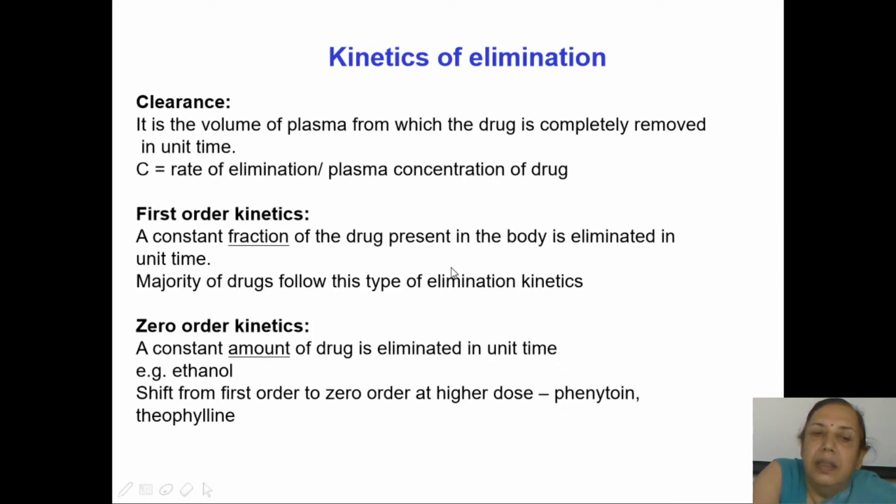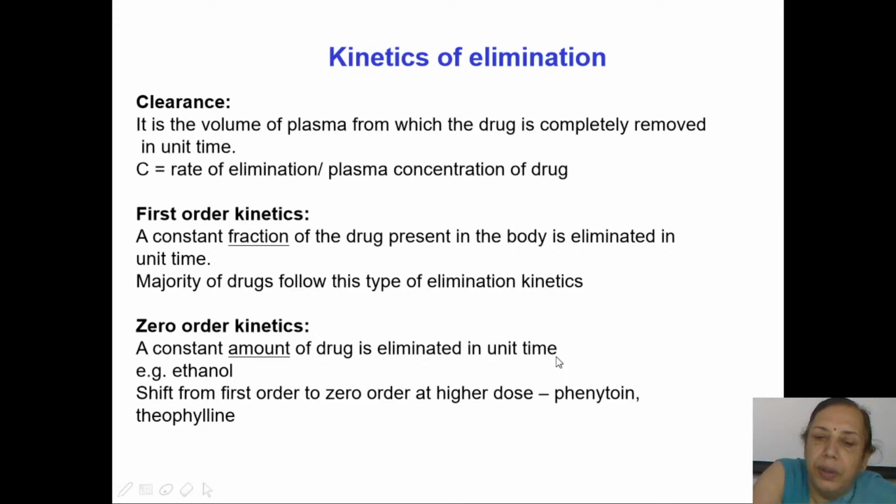That means a constant fraction. In a unit time, half of the drug or 1/10 of the drug or 1/5 of the drug is eliminated. But when we look at zero order kinetics, a constant amount of drug is being eliminated in unit time.